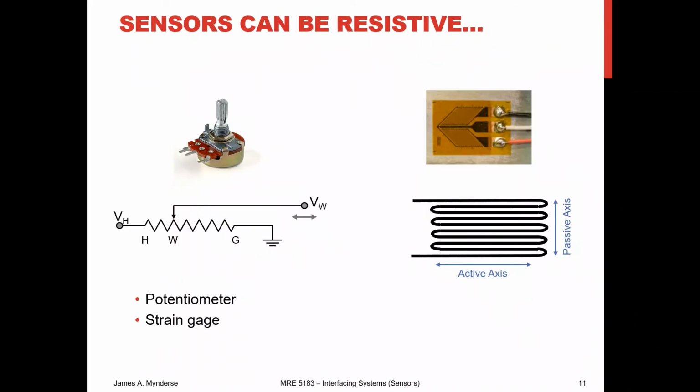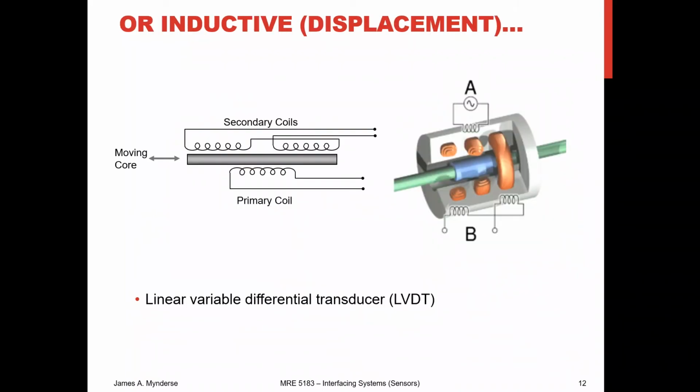So we could have resistive sensors. So for instance, a potentiometer is a real easy way to measure rotation or translation. Or you could have a strain gauge that'll tell you deformation of your sample. These are operating on a change in resistance. We could deal with inductive sensors. For instance, an LVDT is using induction in order to determine a small displacement.